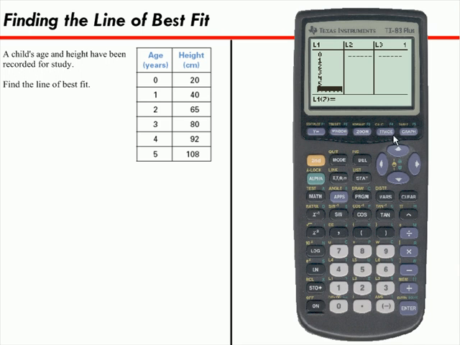Now I need to go over to the L2 area. So I hit my right cursor button. And now I'm going to enter in all my y values, or the heights. So 20 is the first one. Then I hit Enter. Then 40. And just keep going. We have 65, 80, 92, and finally 108 centimeters. Hit Enter. Now I've got my two lists filled in.